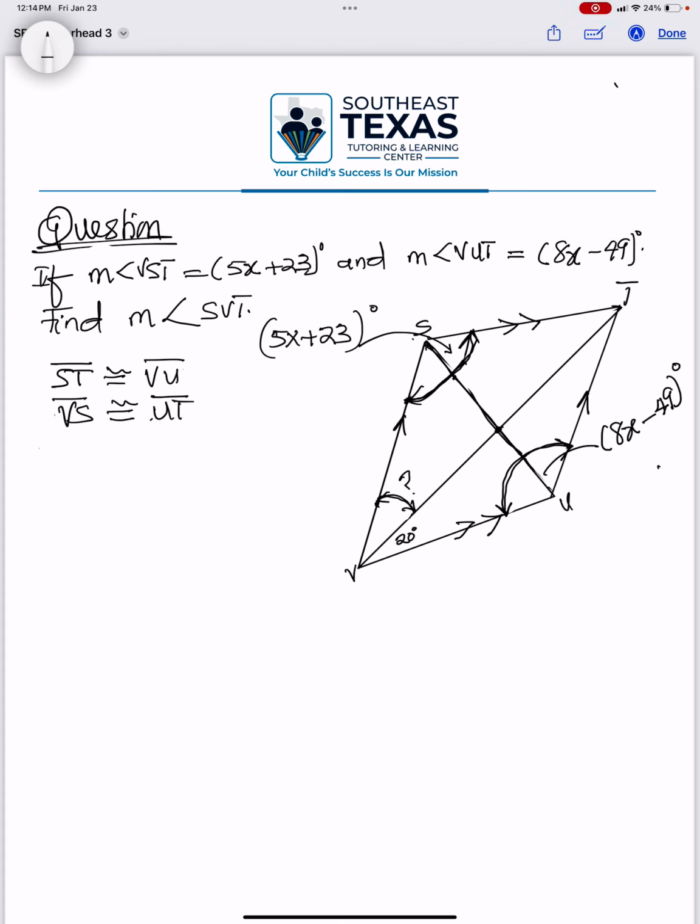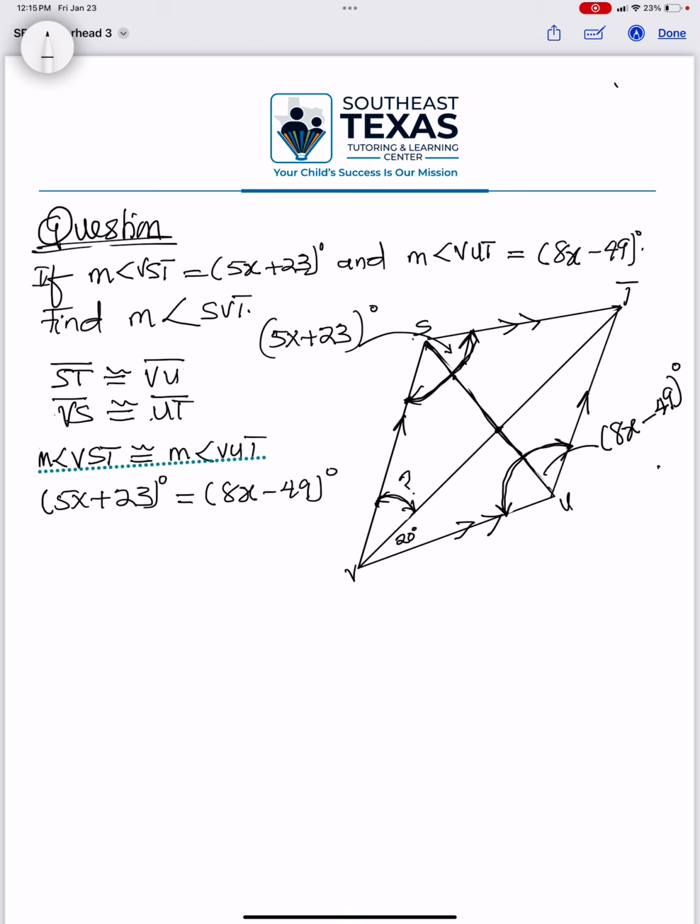For angles, we know that angle VST is congruent to angle VUT. So if you look at it, that's the only one that we need from here. So we can start from there. Now, the angle at VST is 5x plus 23 degrees. Is equal to the angle at what? VUT, which is what? 8x minus 49 degrees.